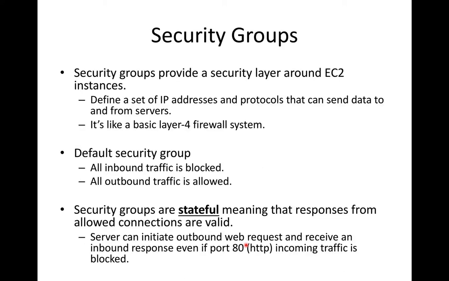Okay, so once you've defined how your EC2 instance is going to be created, you've defined an instance type, you've defined an AMI, you have specified the storage that's going to be attached to the instance, one of the other things that you need to set up is something called a security group. A security group provides a security layer around an EC2 instance. You can think of it like a firewall in a sense.